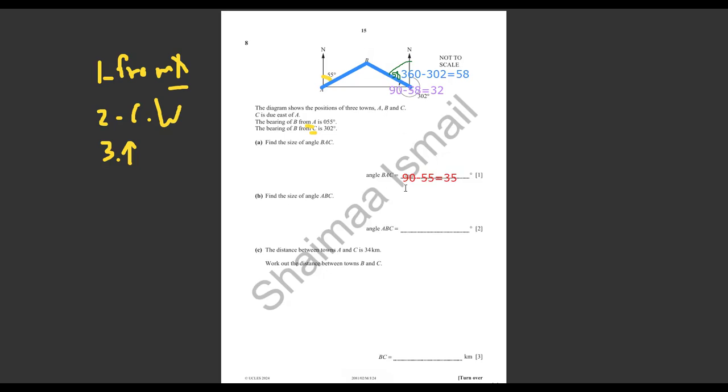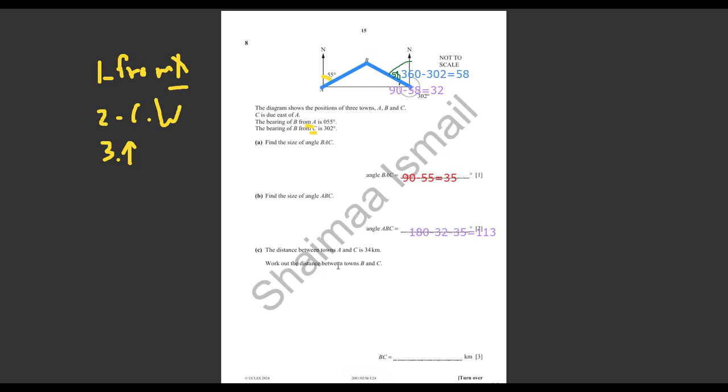So here, angle B. We can say this angle B here is equal to 180 minus 32 minus 35, since we have 35 plus 32. On your calculator, 180 minus 32 minus 35 equals 113, and we did it.